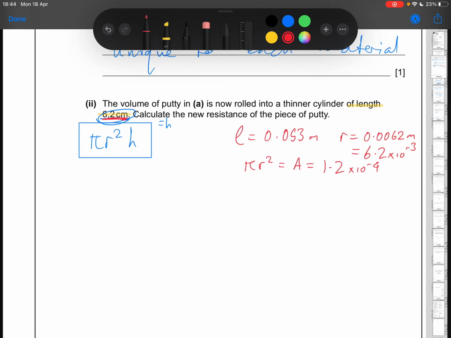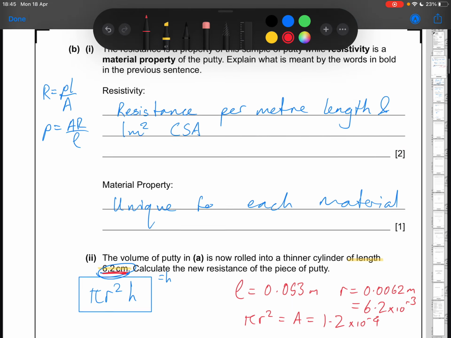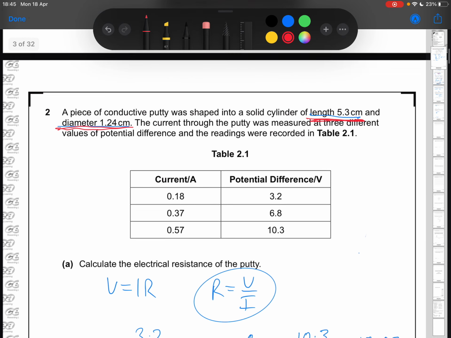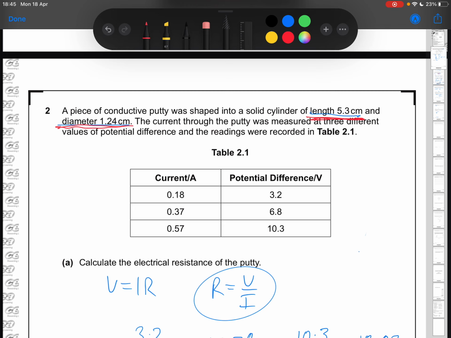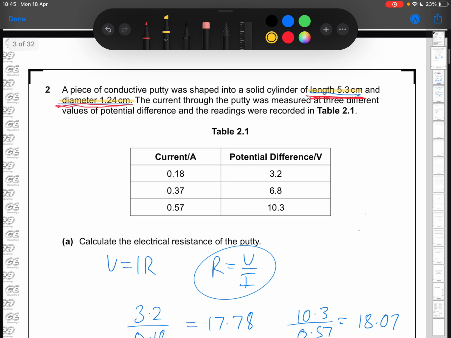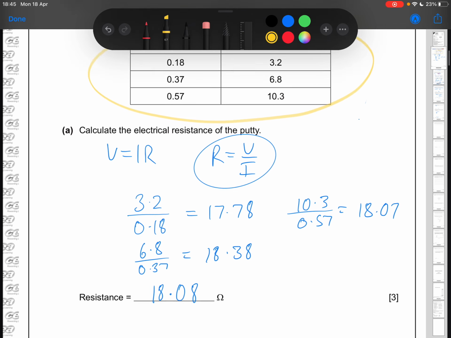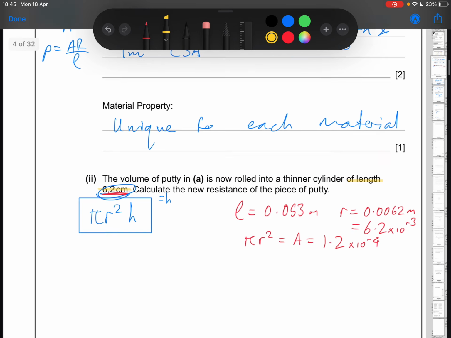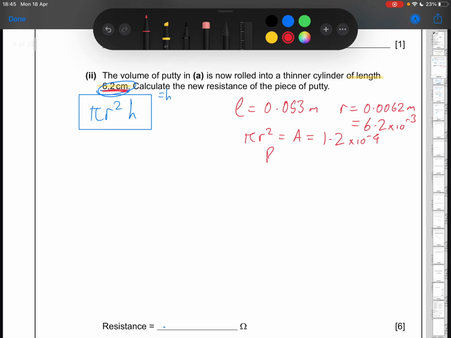Okay, so just going to go through question 2BII for the 2017 AS1 paper. In the question, we were given the length of a piece of conductive putty in a solid cylinder. We're also given the diameter of this putty, and then the current and the potential difference, which we used to find an average value for the resistance, which was 18.08 ohms. Okay, so the resistance here is 18.08 ohms.